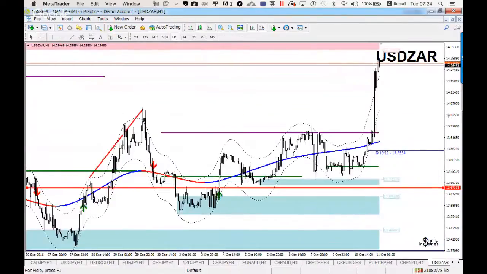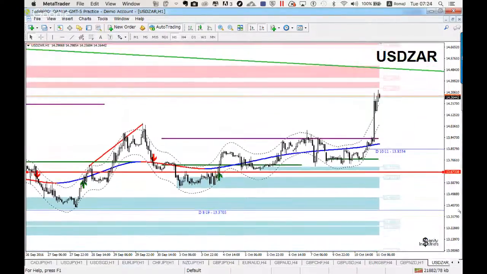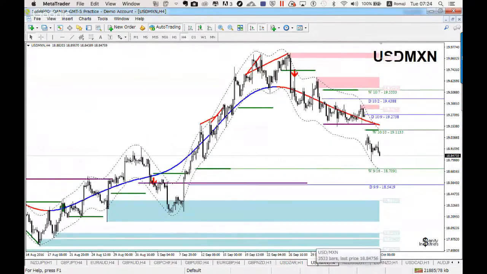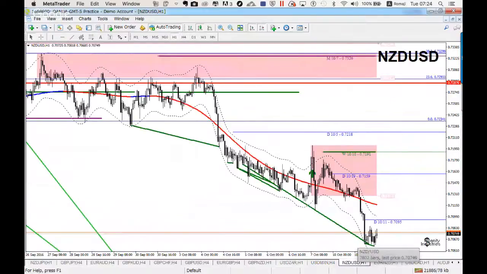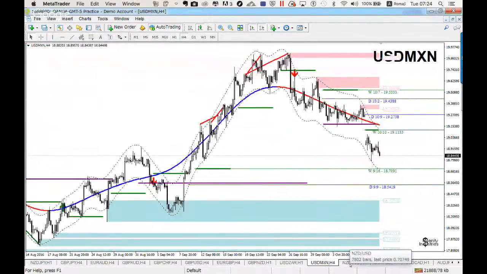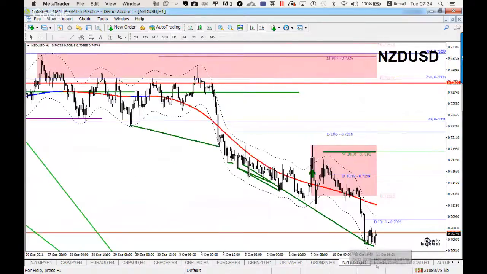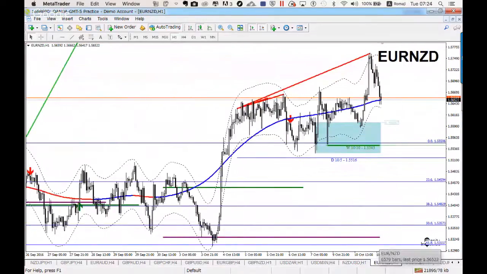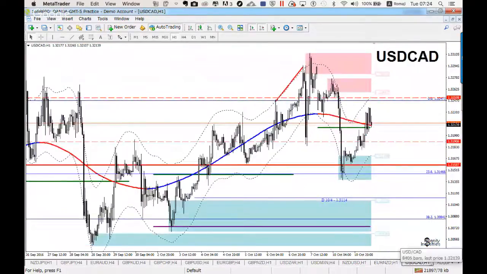Now the dollar South African rand has really popped up quite a bit. No setup there. Dollar peso gap down, continuing to drop. I think they're just relieved that it looks like Donald Trump won't be the next president. New Zealand dollar, no setup. Again, there's a lot of strong fundamental moves in these currencies and not a lot of setups for our system at the moment.